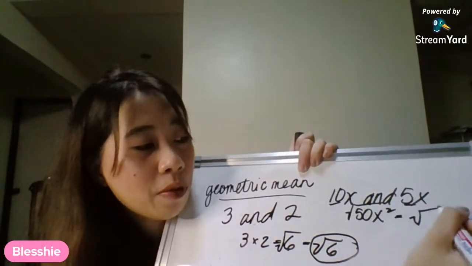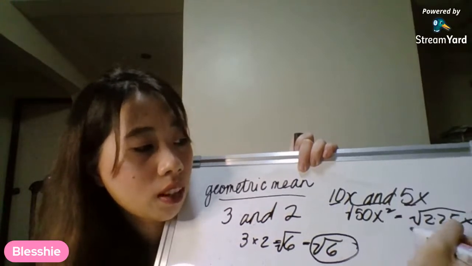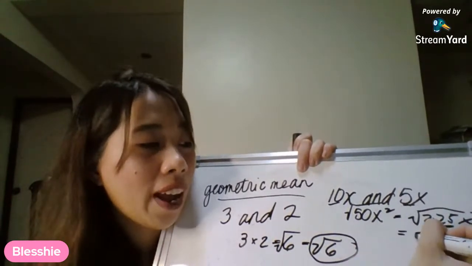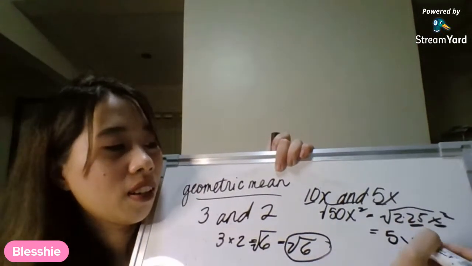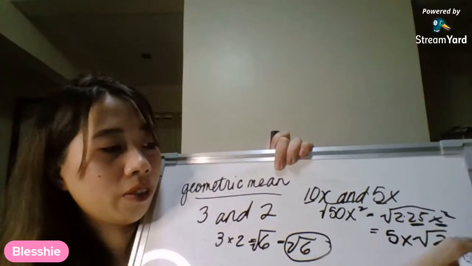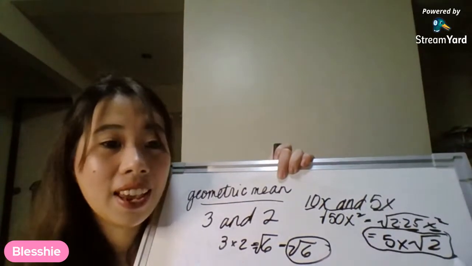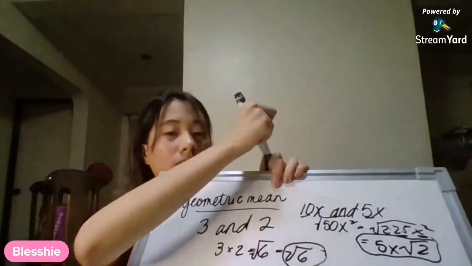So, 50, pwede mo pa siyang i-factor out na 2 times 25. And then, x squared. If you take that out, since 25 is a perfect square, pwede mo siya ilabas, di ba? So, 5. And then, si x squared ay squared, so pwede mo rin siyang ilabas. So, you have 5x square root of 2. So, this is the geometric mean of 10x and 5x. Questions? Clarifications? Are there any? Wala? So far, wala? Okay, we're good.